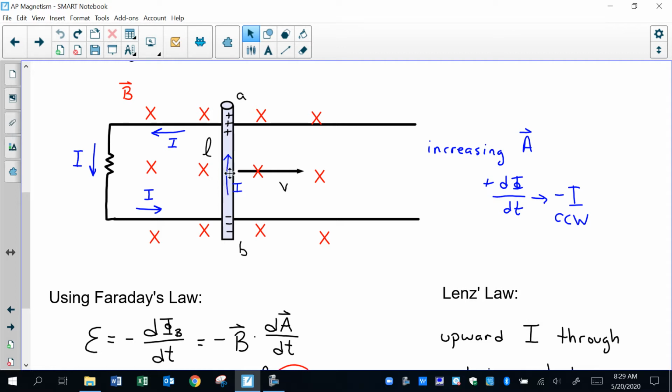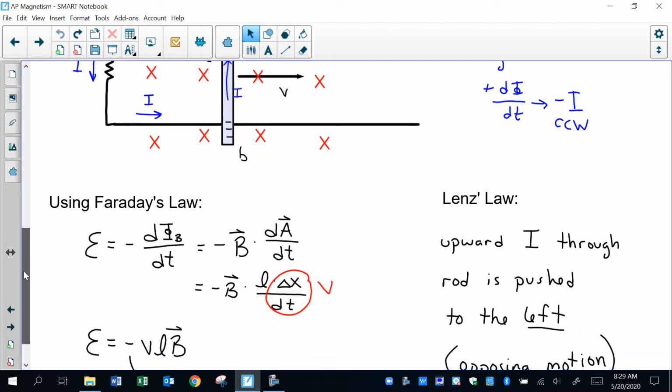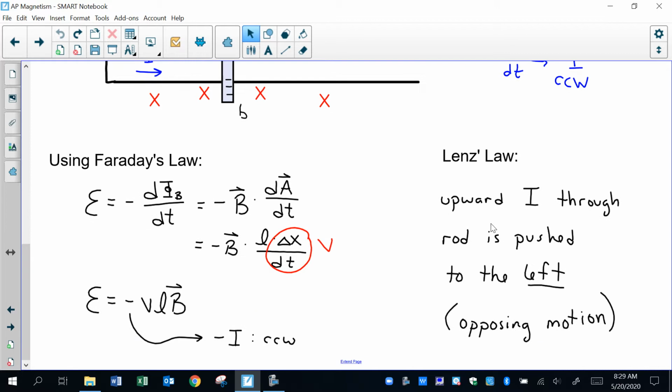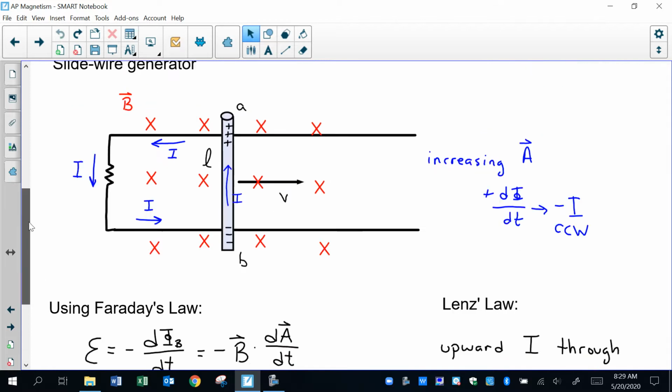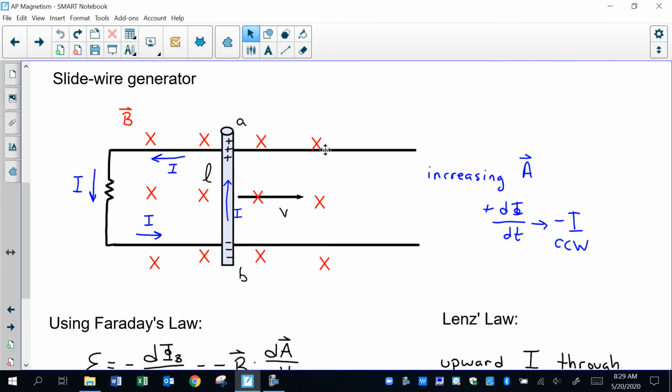So if I move this rod to the right, it is going to experience a magnetic force pointing back to the left. I encounter resistance beyond just friction. I get resistance pushing back on my motion, causing the charge flow. So the upward current through the rod is pushed to the left. That is Lenz's law.